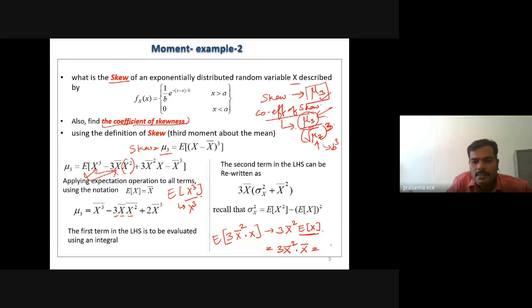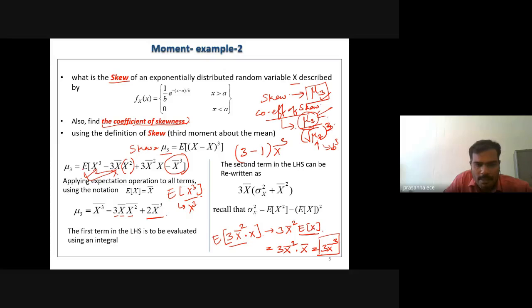So what is this effectively? It is 3 x bar the whole cube. Is it clear how this becomes 3 x bar the whole cube? So we have another term, minus x bar the whole cube, that is minus 1 x bar the whole cube. Essentially it is 3 minus 1 into x bar the whole cube, which becomes 2 x bar the whole cube. Is that clear how we are reducing this?